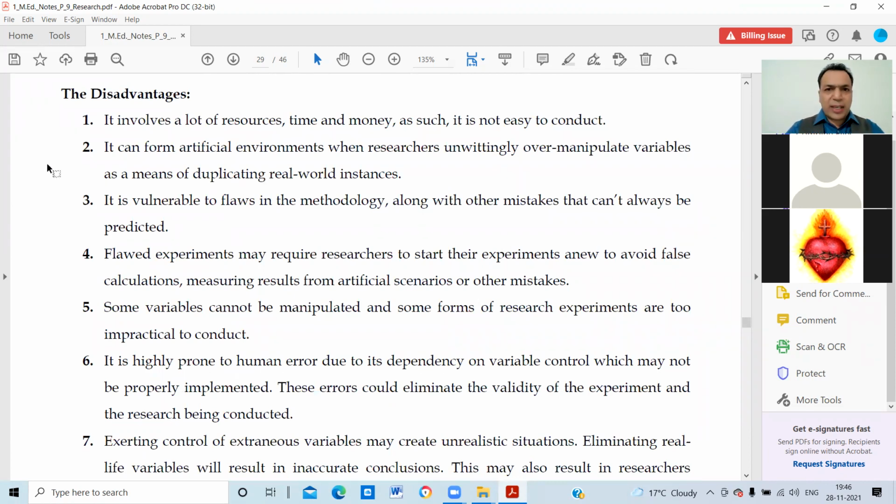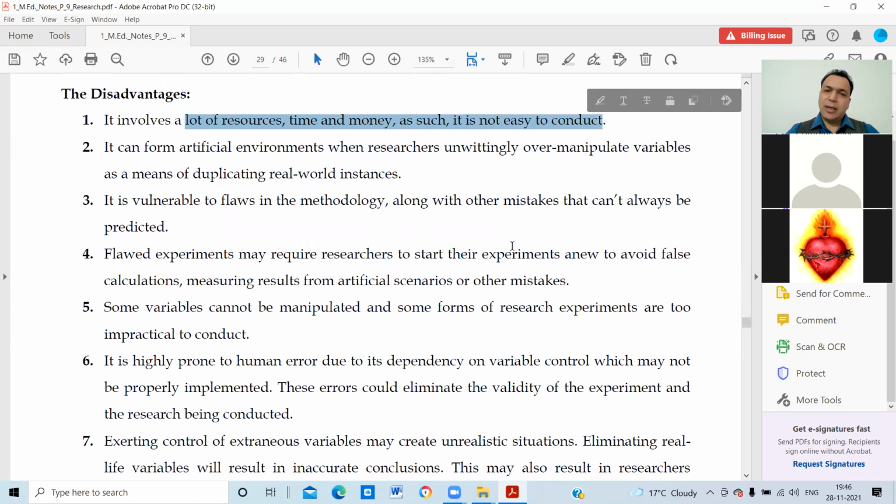There are some disadvantages of experimental research. It involves a lot of resources, time, and money. You have seen that even to get a vaccine for the coronavirus, it took at least 7, 8, 10 months in the whole world. Even America, which boasts of being a developed country, had a lot of tragedies in that country, and took a long time to develop that vaccine. So in experimental research, a lot of resources, time, and money go into a particular experiment.